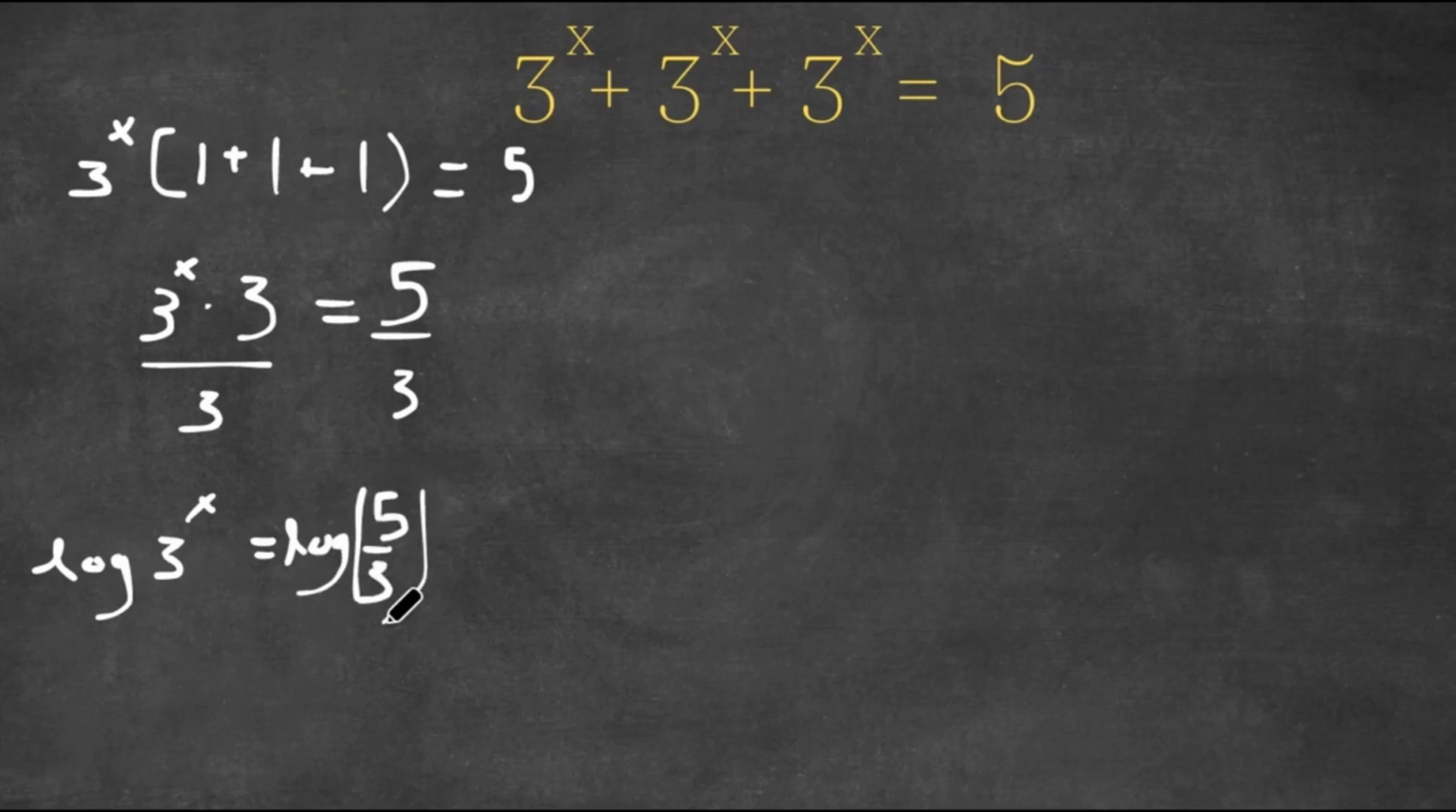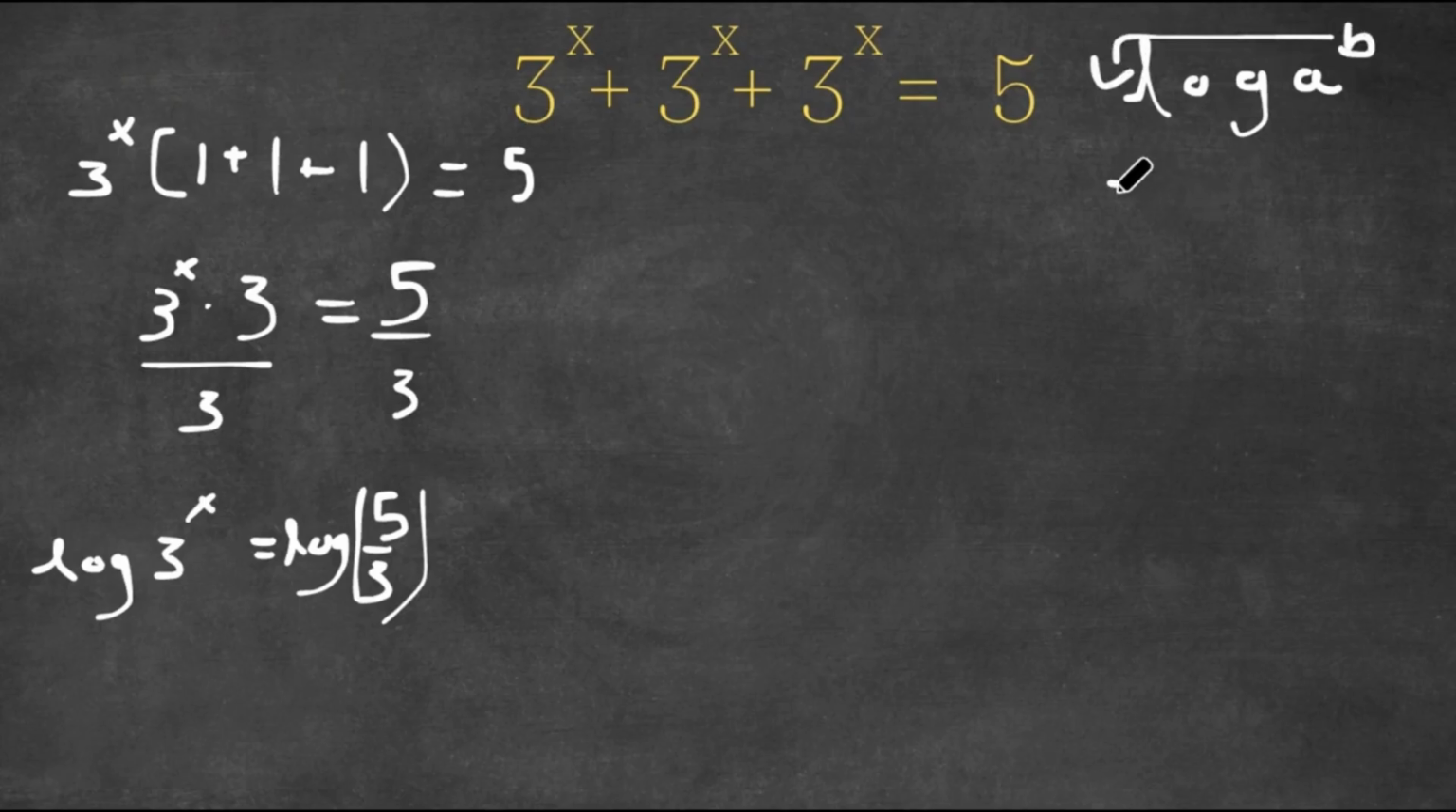And whenever I have a logarithm in the form log a to the power of b, I can actually move our exponent here, b, to the front of the logarithm. And this is known as the power property of logarithms. So this would be equal to b times log a.